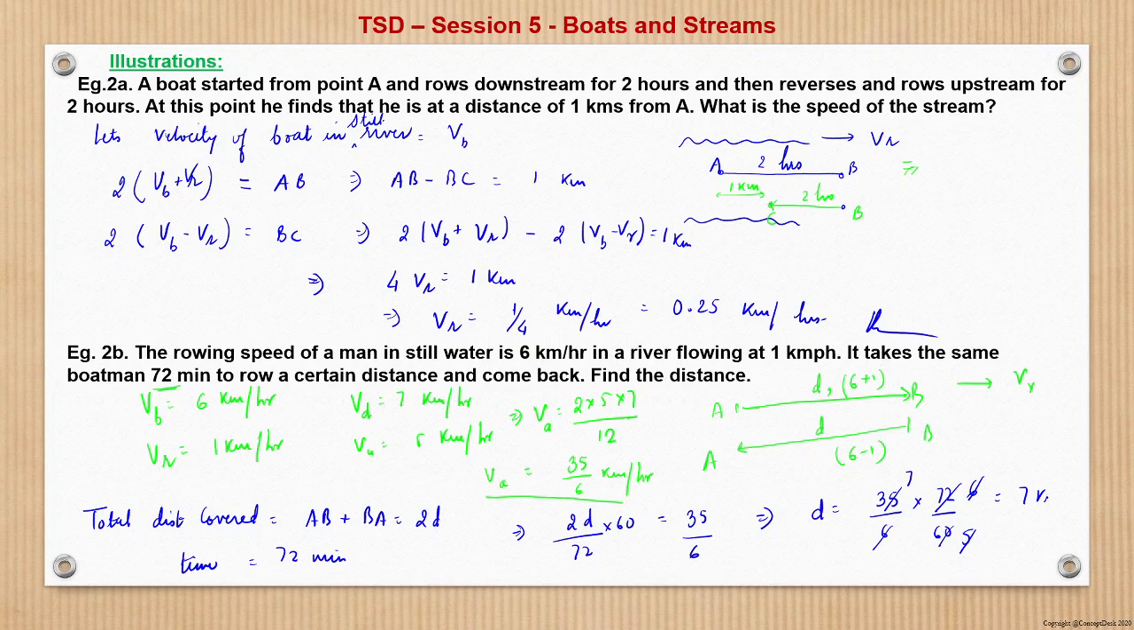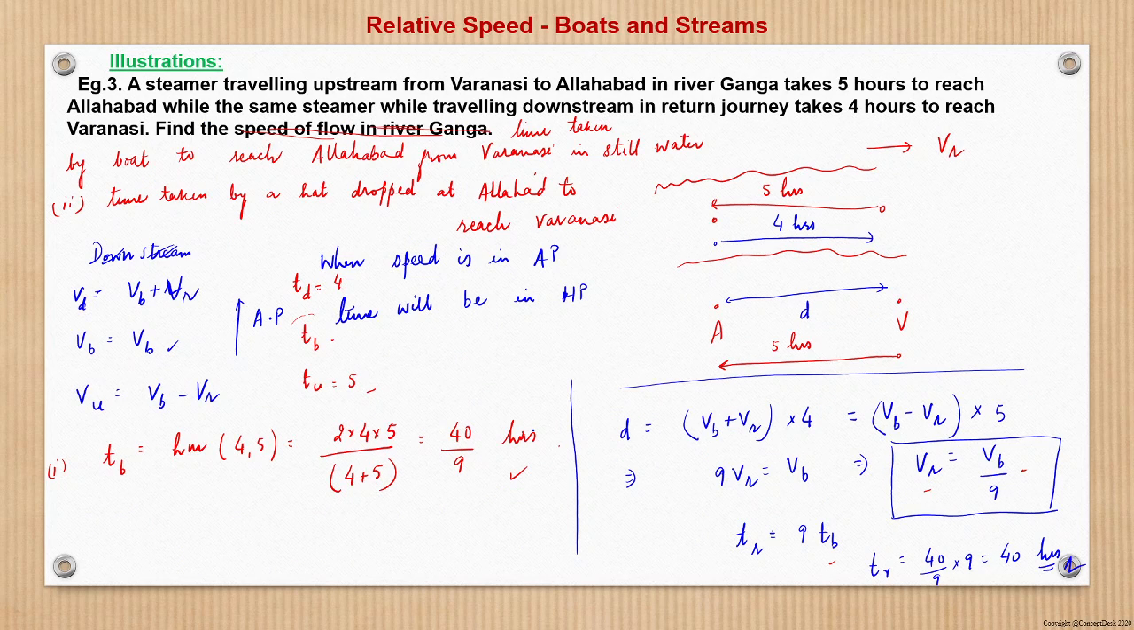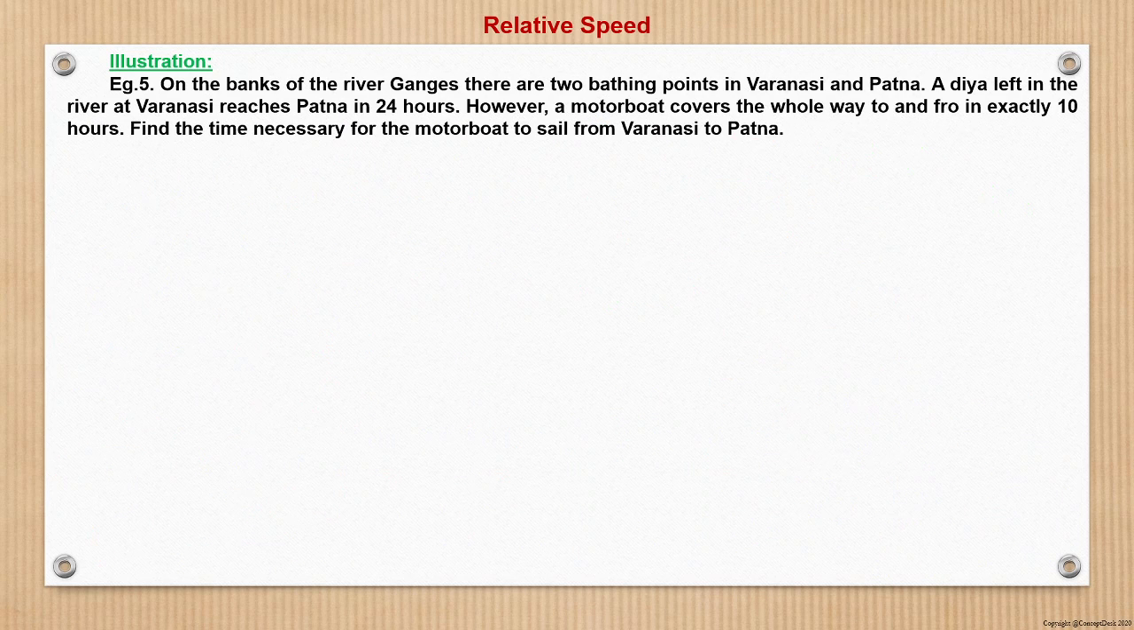So this becomes 7 kilometer per hour, and this is the answer to this question. This was essentially an easy problem based upon the concept of average speed, which we used here, that is 2AB upon A plus B, right? So now we'll move to question number 5.